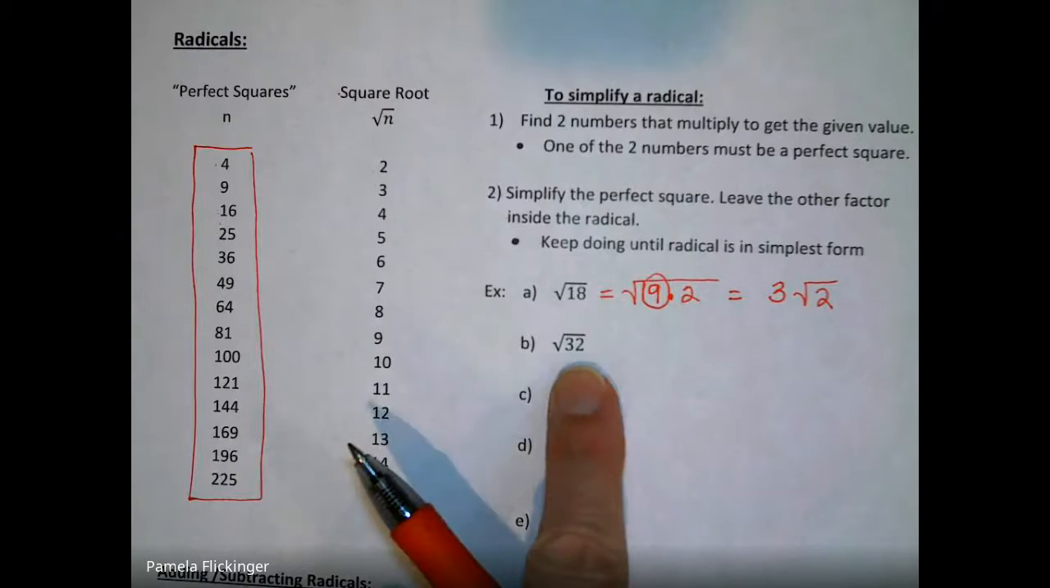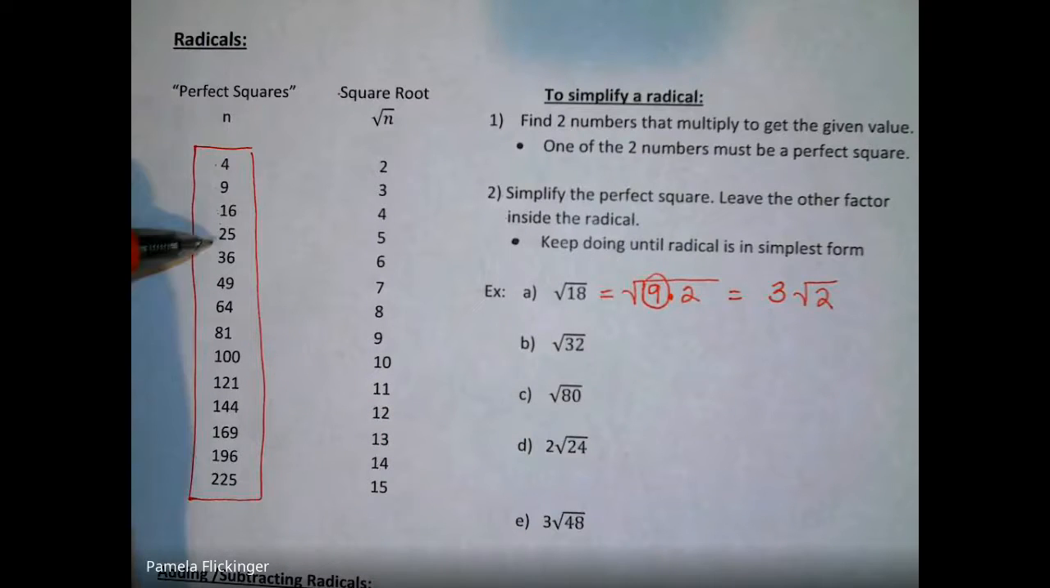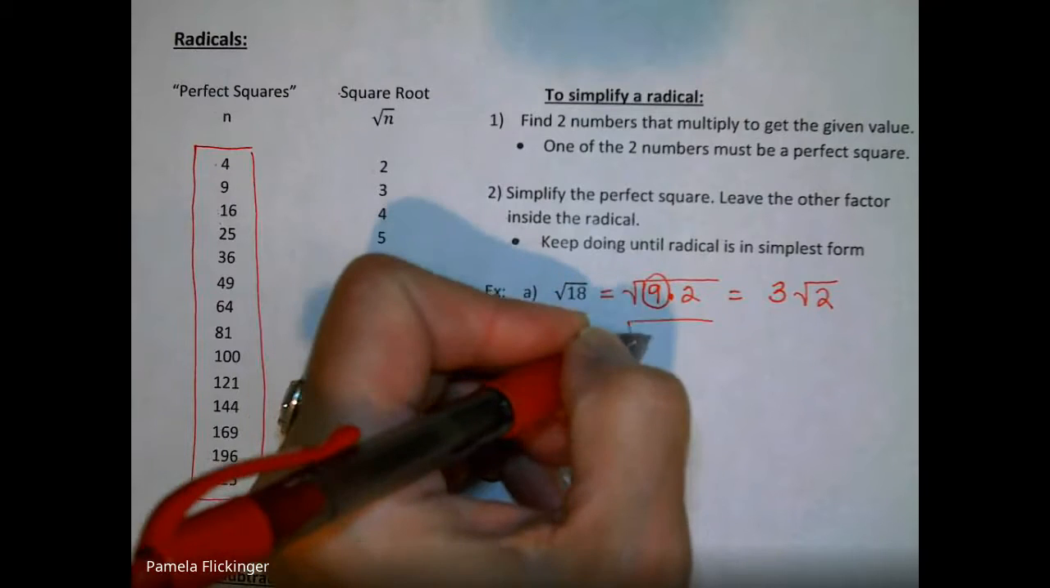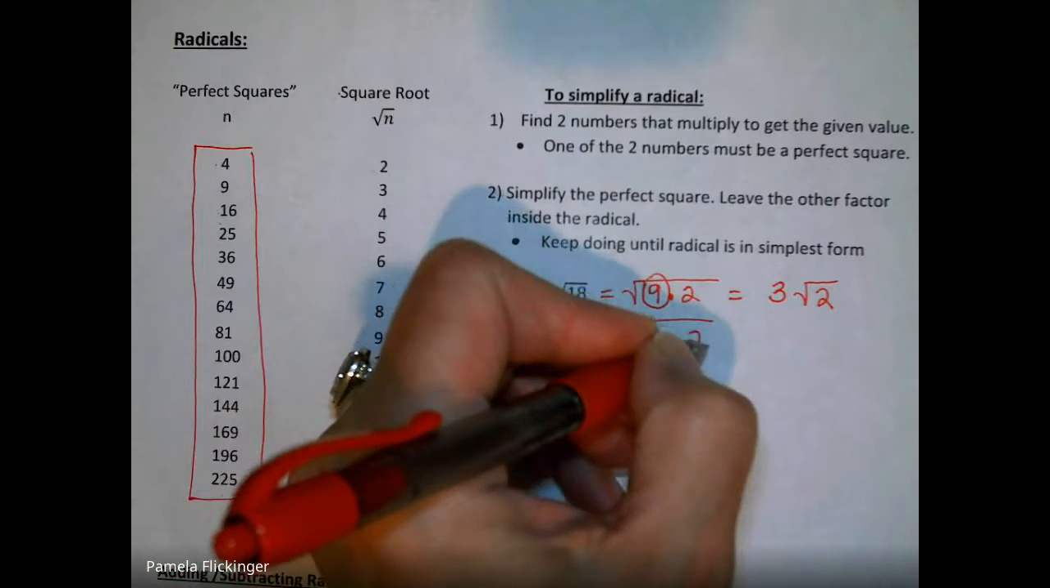All right, let's do the square root of 32. So I look at my list, 32 falls in here between 25 and 36. So I start with the 25. 25 does not go into 32 evenly. 16 does, all right? I can break that down into 16 times 2.